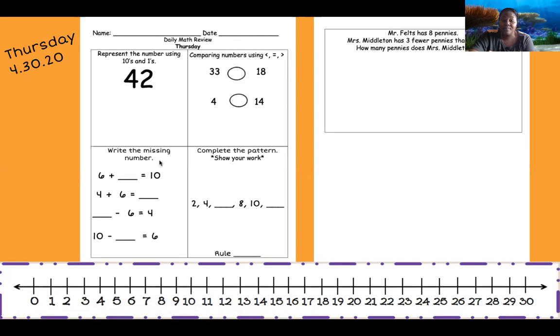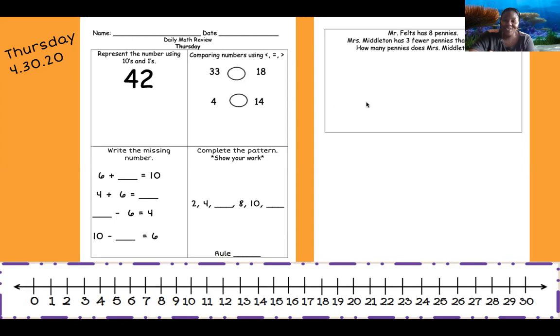Write the missing number. Look at the math facts here. Find out what's missing and see if you notice what's the same. What do all these numbers right here, these equations, have in common? Here, we want to complete the pattern and show your work, okay? So look, it goes 2, 4, something, 8, 10, then something. So you have to fill in the missing numbers and tell us the rule, okay?